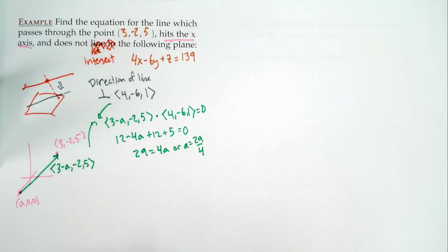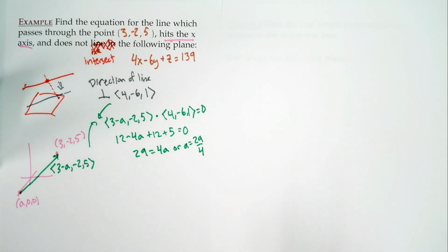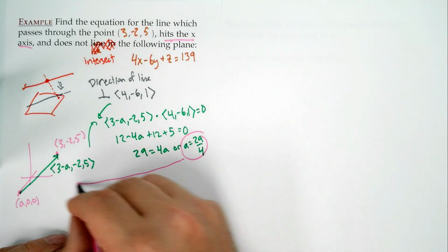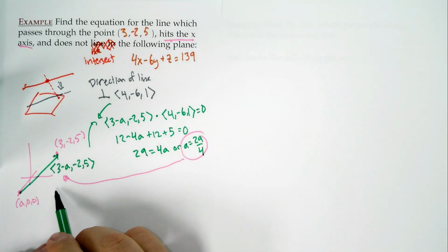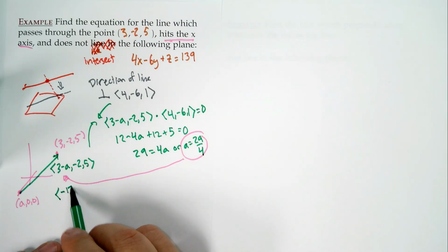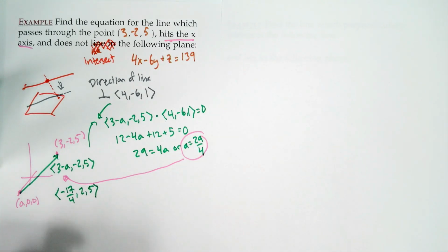Good. So what does that tell us? Well, it tells us that the 29 fourths can be used to find the direction of the line, and the way you do it is you take this information here and you plug it in to that direction. That's the direction of the line. So you get 3, which is 12 fourths, subtract 29 fourths, and if you take 12, subtract 29, that gives you minus 17 fourths, -2, 5. And that's the direction of our line.